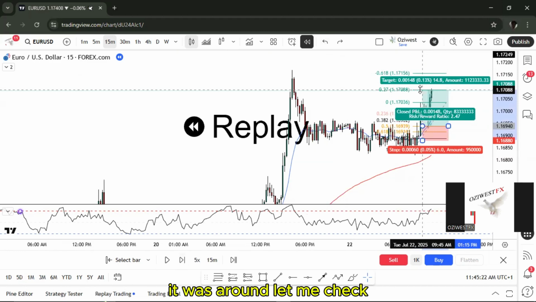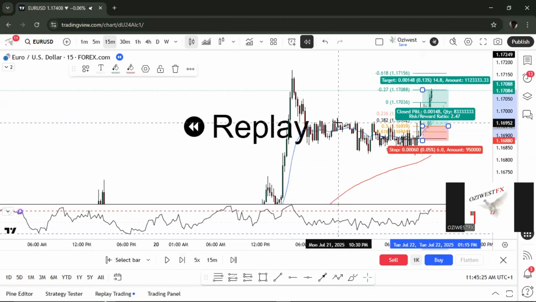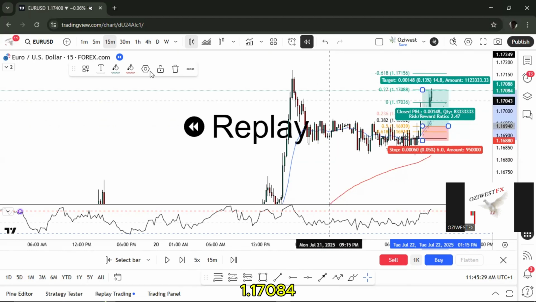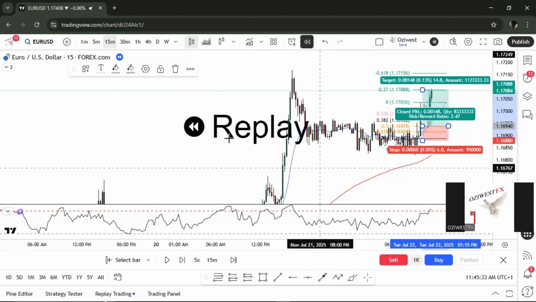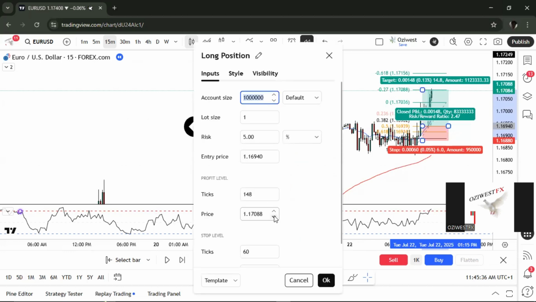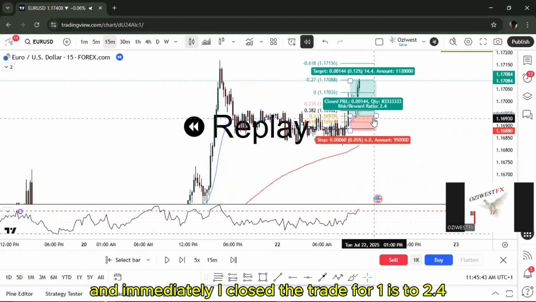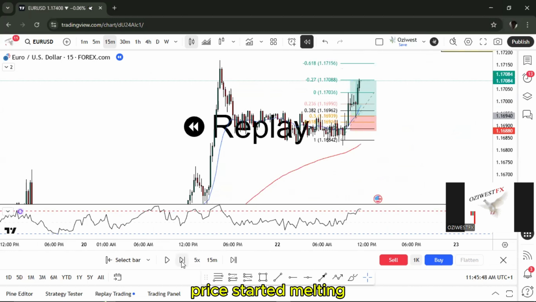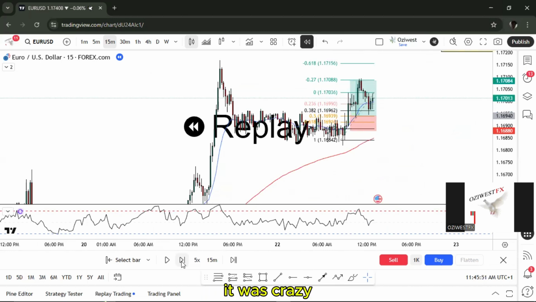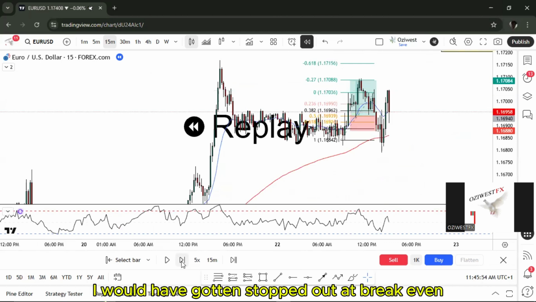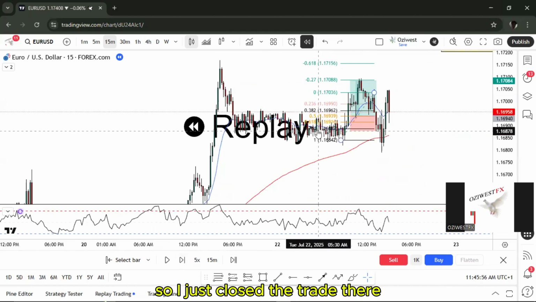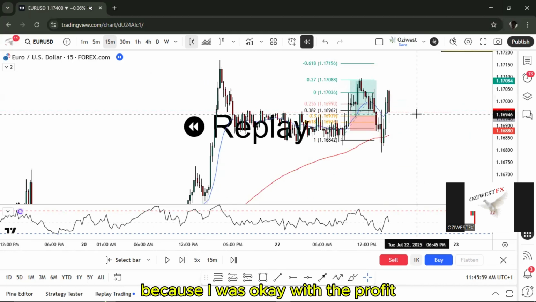It was around, let me check, 1.17084 right here. So this is where I closed the trade, and I closed it for 1:2.4. Price started melting. It was crazy. I would have gotten stopped out at break even. So I just closed the trade here because I was okay with the profit.